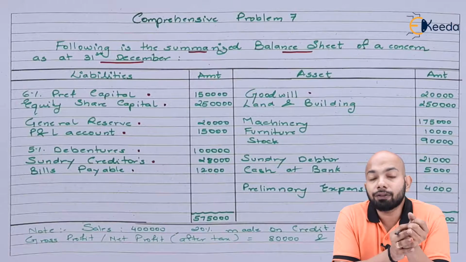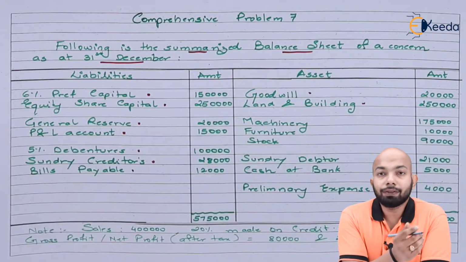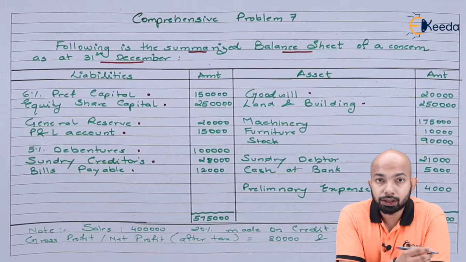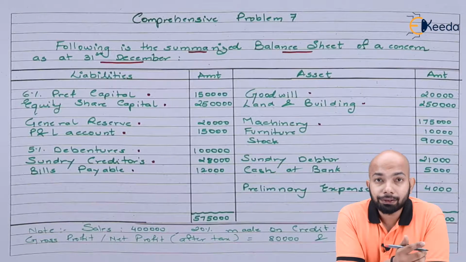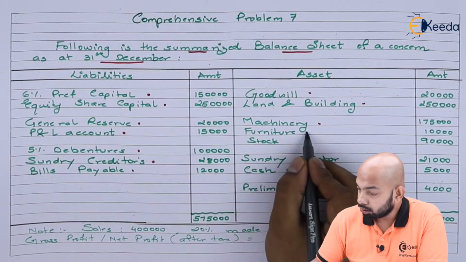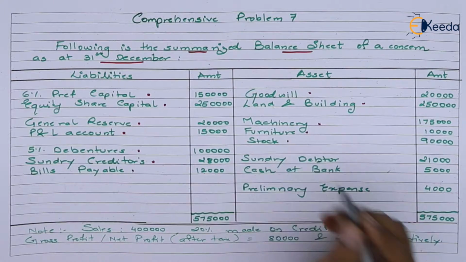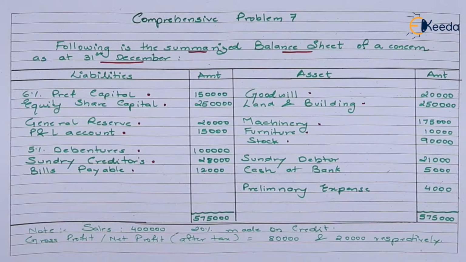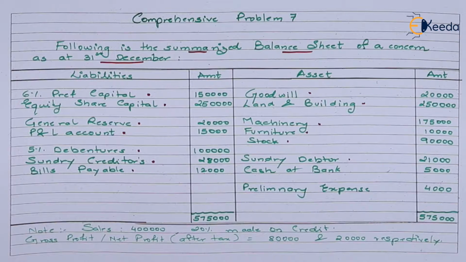On the asset side, we have goodwill worth rupees 20,000. We have land and building worth rupees 2,50,000 here. Machinery is 1,75,000. Furniture being 10,000 and stock being 90,000 as mentioned. Sundry debtors being 21,000. Cash at bank being 5,000 and preliminary expenses is 4,000 respectively.